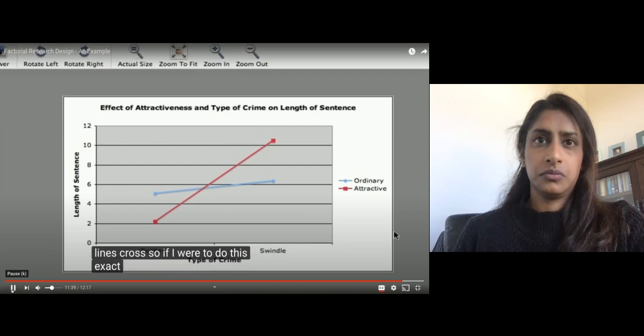so if I were to do this exact same thing as a line graph, it would look like this. Any crossing lines indicate a significant interaction. Well, an interaction, the analysis of variance would tell you whether or not it was significant.